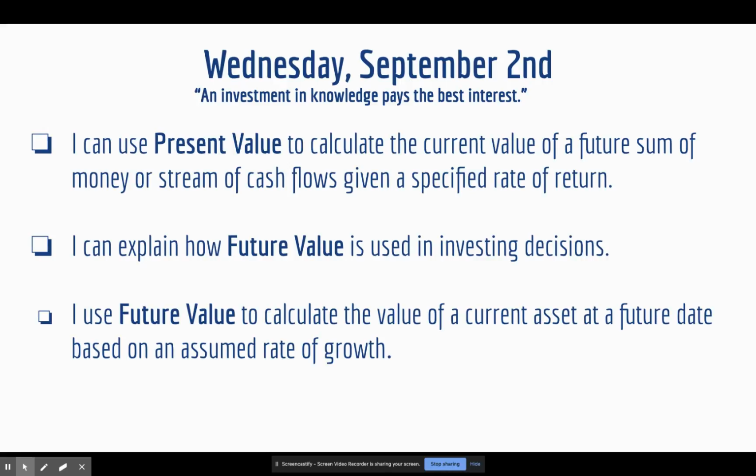So take a moment and think about where you are at right now. Now, if you can't tell, today's lesson is all going to be about the terms present value and future value. One of them we are already pretty familiar with. The other one is going to be a little bit new.